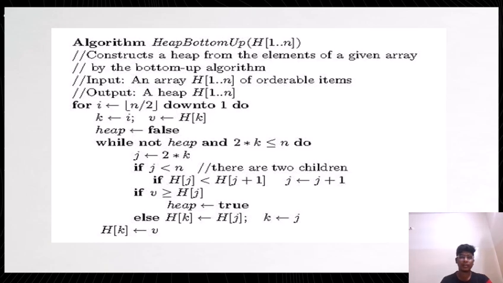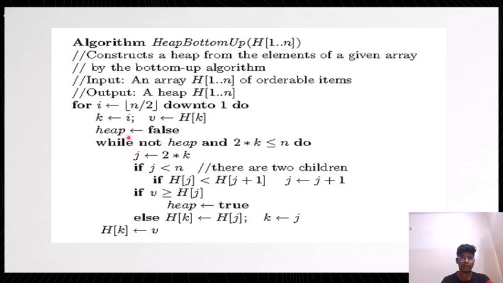This is the algorithm of heap bottom up. First, the comment line says we should construct a heap from the elements of a given array by taking input H[1..n] of orderable items, and we get the output as H[1..n]. Now the line for i from floor of n by 2 down to 1 do starts from the last non-leaf node, which is at index floor of n by 2, and goes up to the root. Leaf nodes from floor of n by 2 plus 1 to n are already heaps of size 1.